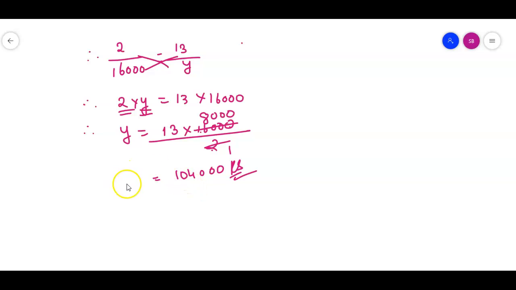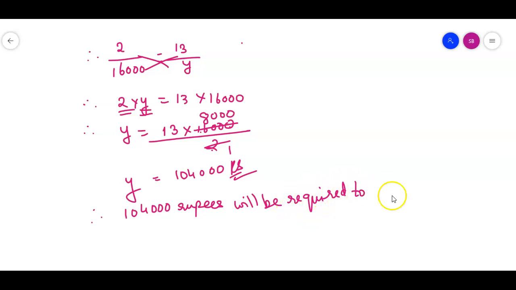So y is the cost of 13 mobiles. Okay, so what is our answer going to be? The question they have asked is find the cost of 13 such mobiles. Therefore, 104,000 rupees will be required to buy 13 mobiles. This is our answer. This way we have completed exercise number 37.